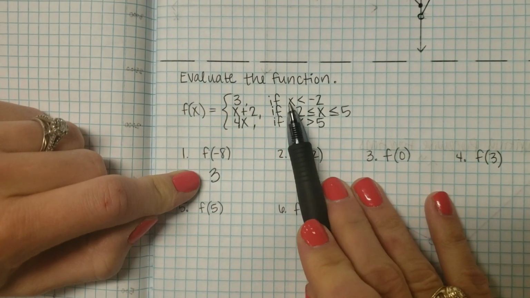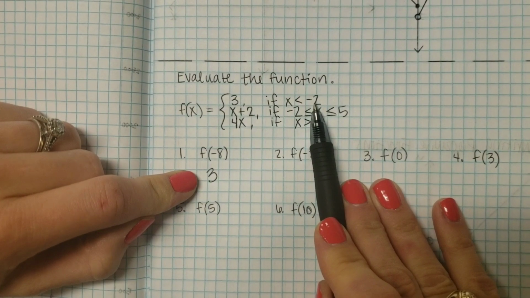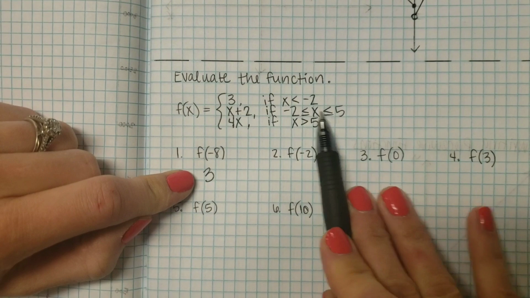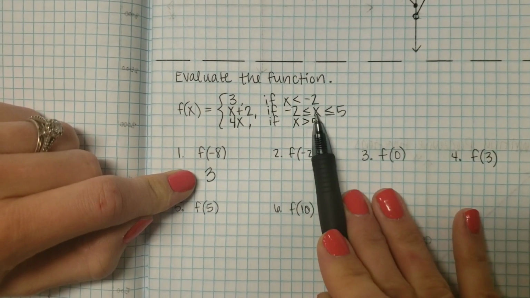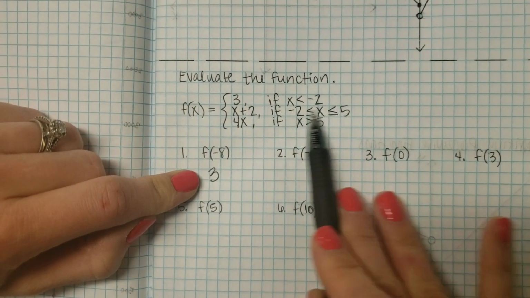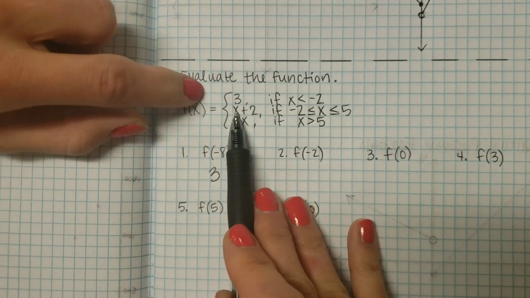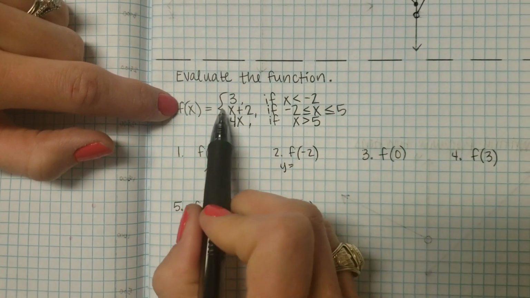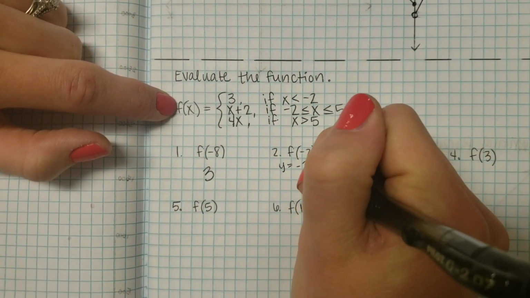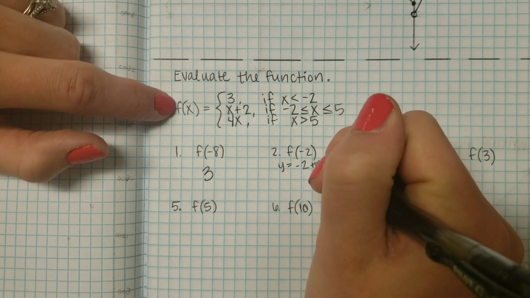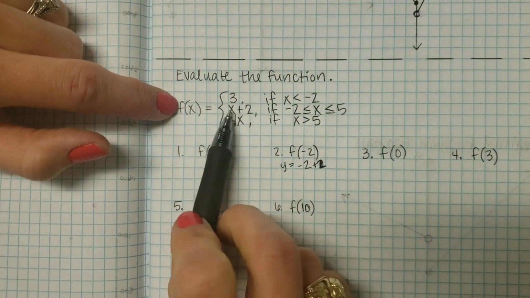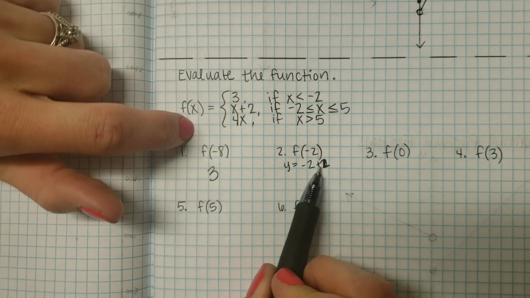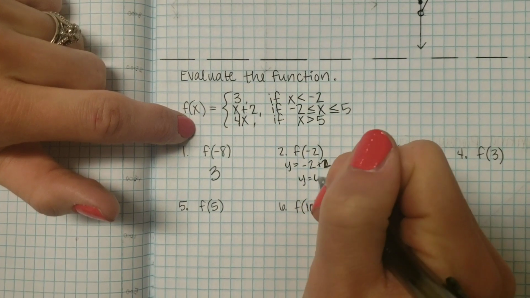For this next one, x is negative 2. So then I need to figure out, is negative 2 less than negative 2? Is negative 2 greater than or equal to negative 2? So it fits into this one right here. Negative 2 is equal to negative 2, so it fits into the second one. So then I'm looking for y when x is negative 2. Whoops, that second one is a 2 because I have negative 2 plus 2. So negative 2 plus 2 is 0.